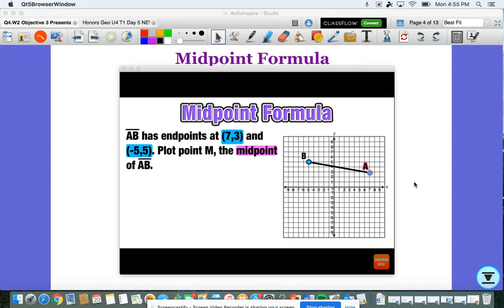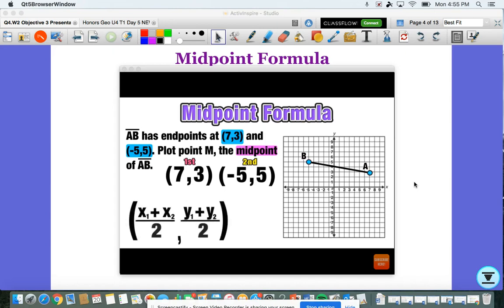Let's go ahead and write down the coordinates of A, our first point, at 7, 3, and B, our second point, at -5, 5. And now we're prepping ourselves to substitute the right values into the midpoint formula. Now endpoints A and B are just XY coordinates. Since 7, 3 was the first point, that's going to be the x1, y1. And since -5, 5 was the second point, that's going to be our x2, y2.